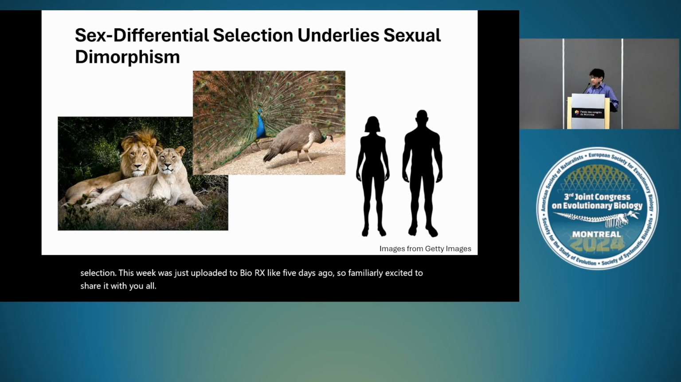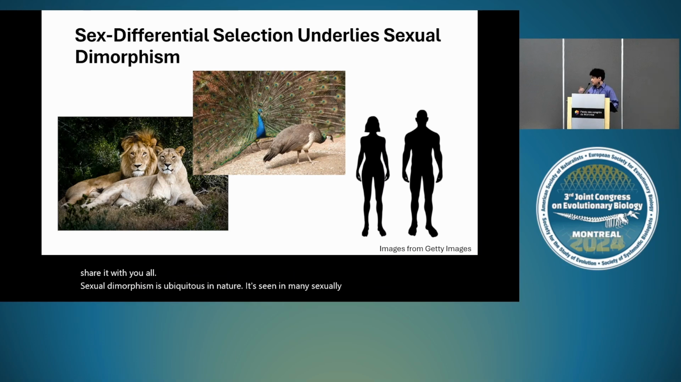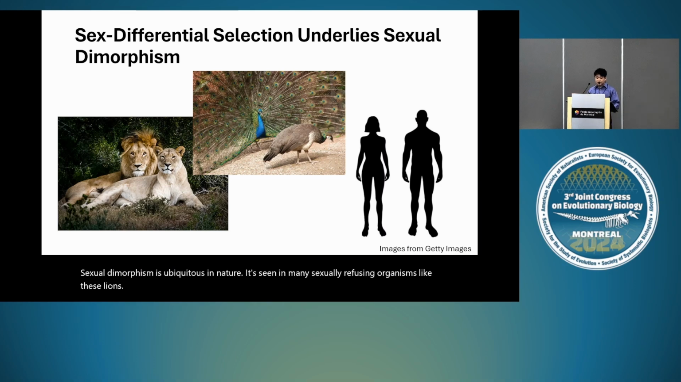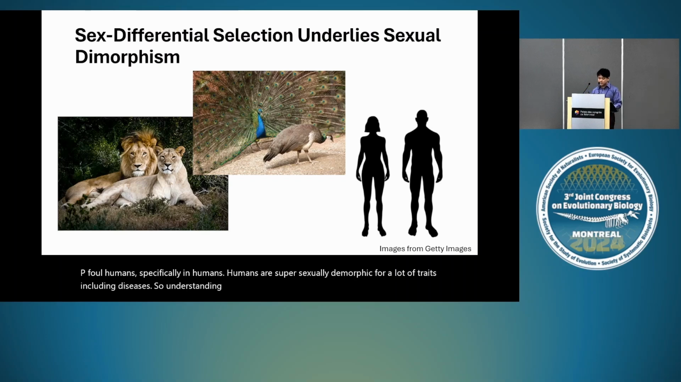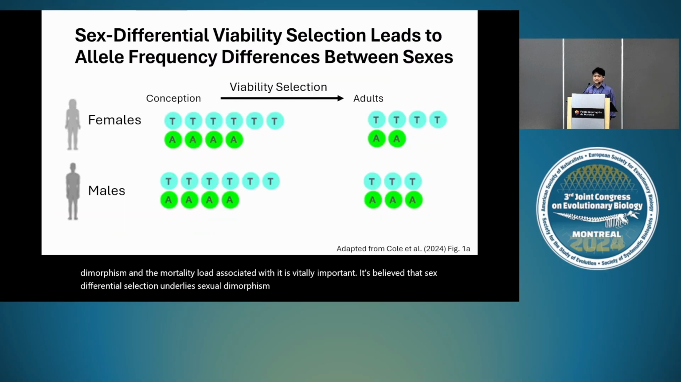Sexual dimorphism is ubiquitous in nature. It's seen in many sexually reproducing organisms like these lions, peafowl, humans. Specifically in humans, humans are super sexually dimorphic for a lot of traits, including diseases. So understanding the evolutionary mechanisms underlying sexual dimorphism and the mortality load associated with it is vitally important. It's believed that sex differential selection underlies sexual dimorphism. So what is sex differential selection?